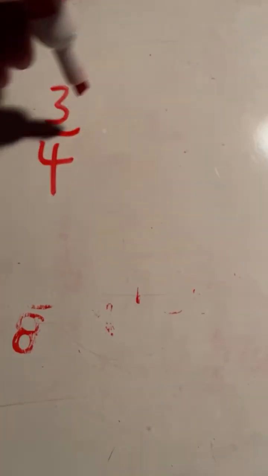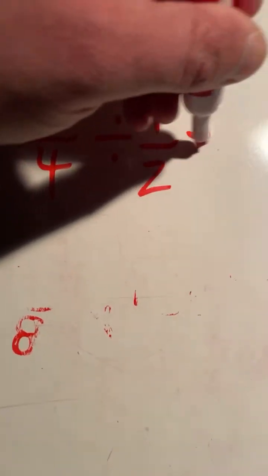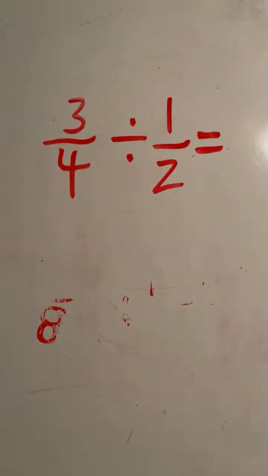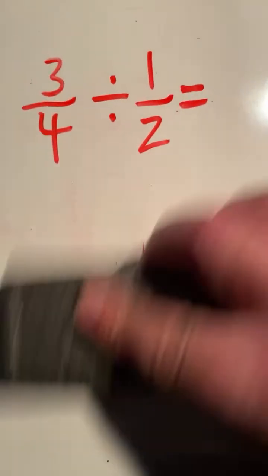It helps the algorithm. So we have 3/4 divided by 1/2. That'll be our next problem. Keeping it simple. 3/4 divided by 1/2. Let me get all the excess stuff out of here.